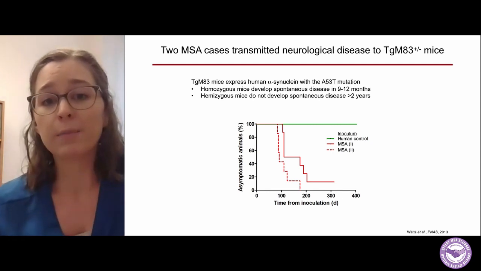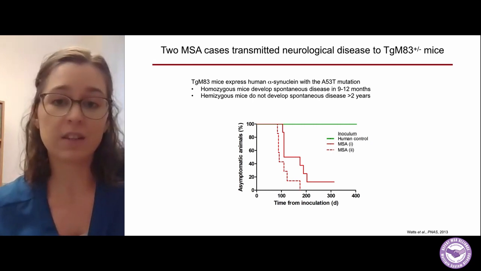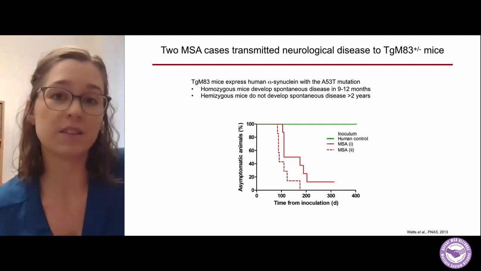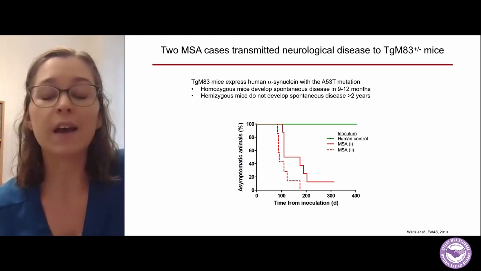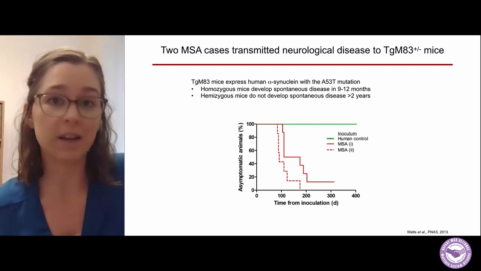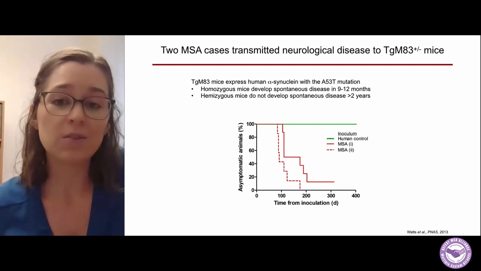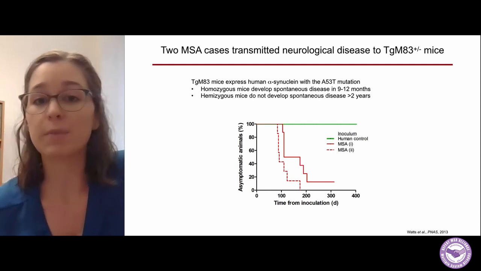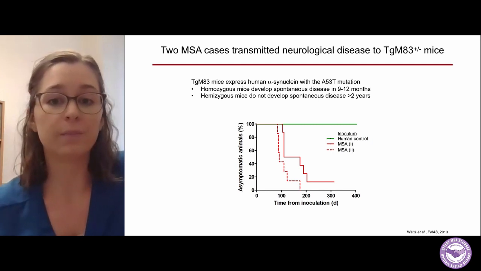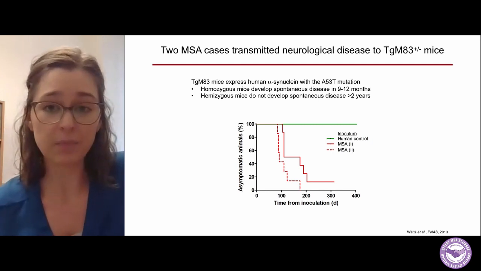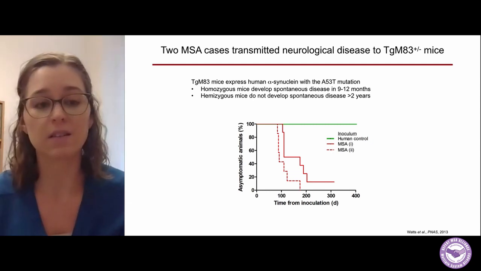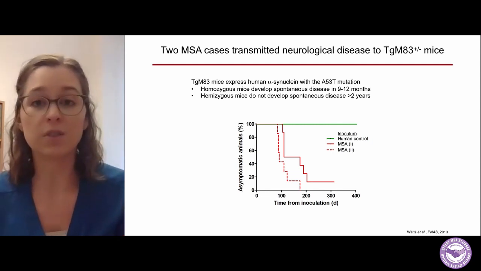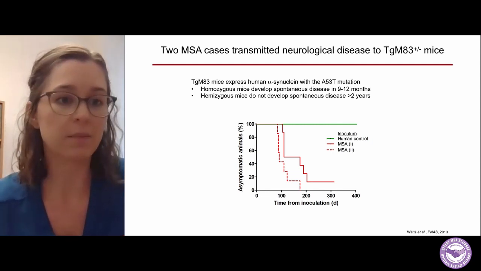And so the mice that have 2 copies of this gene develop spontaneous disease, which is why for all of the studies I'm going to talk about today, they use a hemizygous mouse model, which means there's only 1 copy of this mutation. And using this animal model, when we take brain sample from 2 MSA patients, we can actually transmit MSA to these mice, suggesting that similar to prion diseases, you can get transmission of disease from one host to another, suggesting a prion-like mechanism.